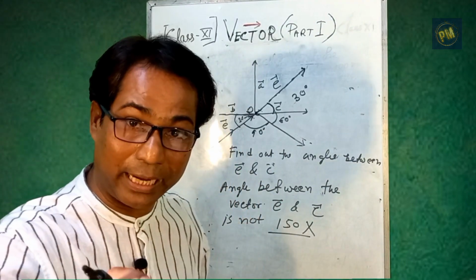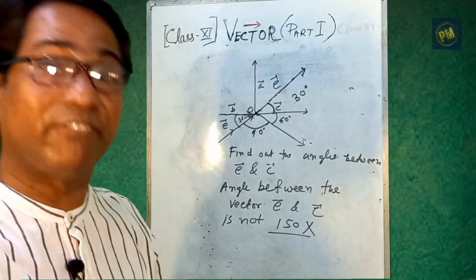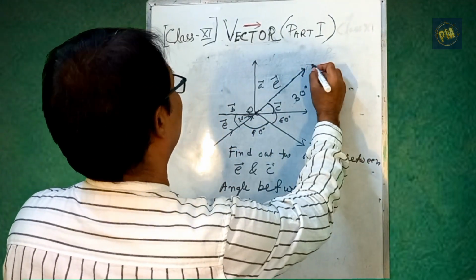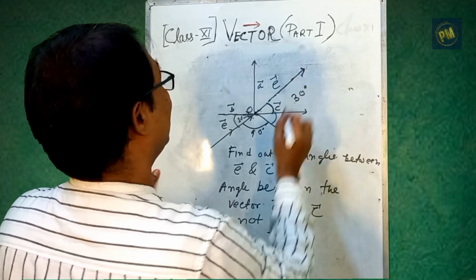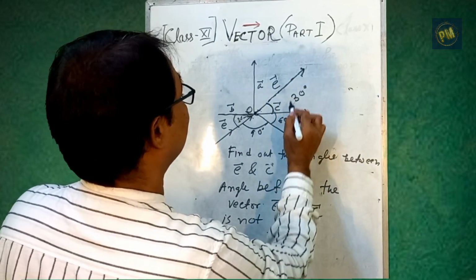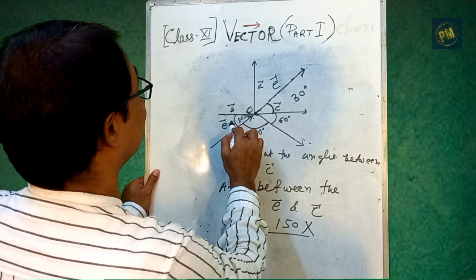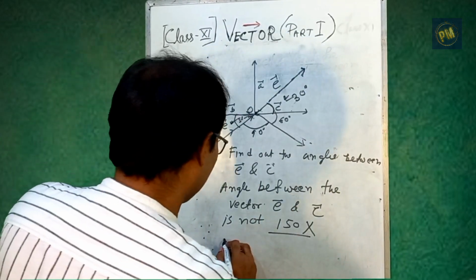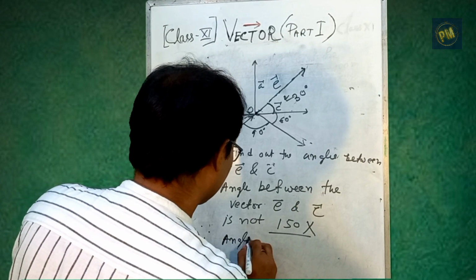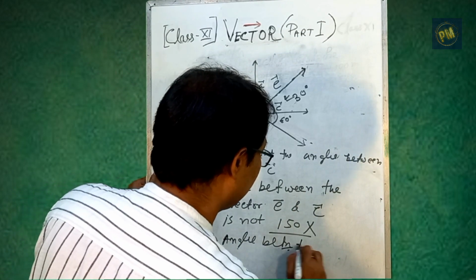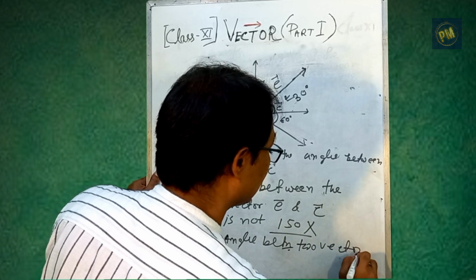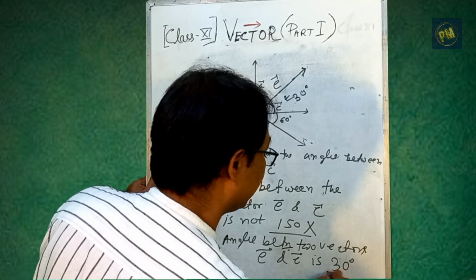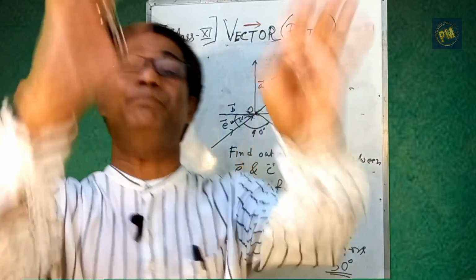So to find out the angle between the two vectors, you have to join the vectors head to head or tail to tail. By parallel shifting this vector to this position, now the vector E is here. So now the angle between vector E and C is 30 degree. Why 30 degree? Because this is 30 degree and this opposite angle is also 30 degree. So the angle between the two vectors E and C is 30 degree. This is the right answer using parallel shift.